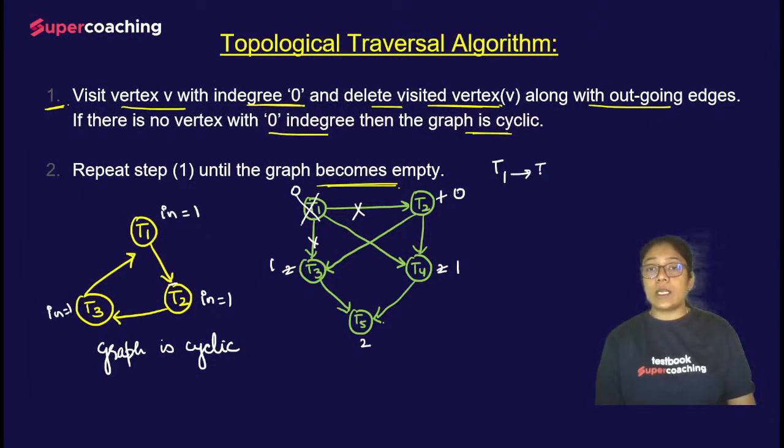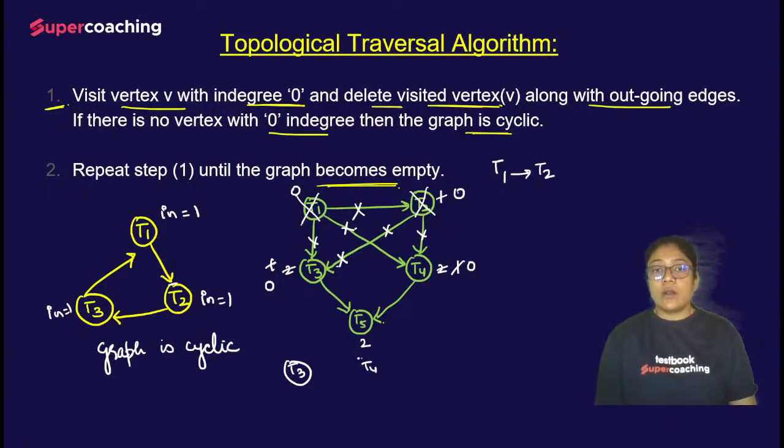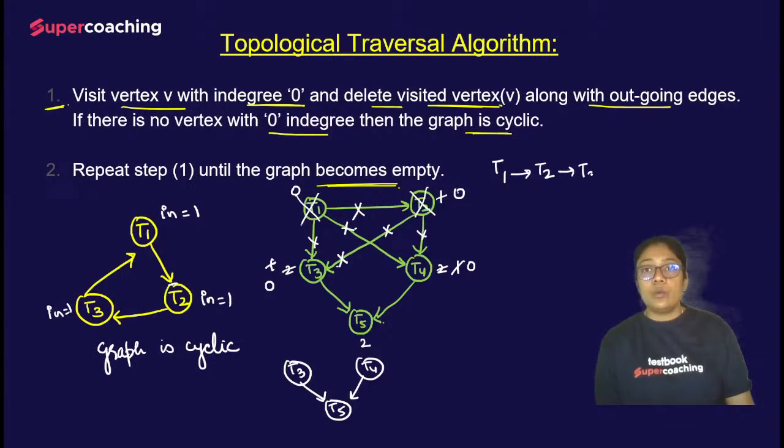So next we will be taking T2. T2 will be deleted next along with the outgoing edges. For T4, this edge is not existing, so this becomes 0. For T3, this edge is gone, so its in degree becomes 0. Now we have T3, T4 and T5. Only these vertices are available with these edges. Now we have two vertices with the in degree 0. That means after T2, we can take T3 or we can take T4.